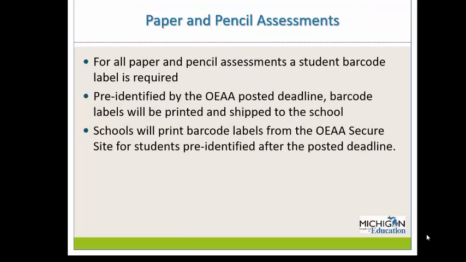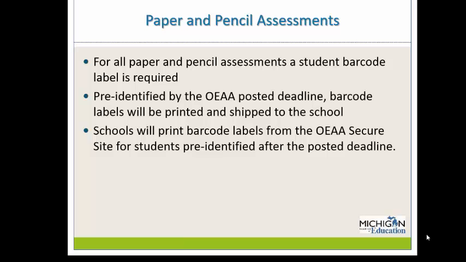For all paper and pencil state assessments, a student barcode label is required to be placed on the student's answer document. For students pre-identified by OEAA's posted deadline, barcode labels will be printed and shipped to the school. Students pre-identified after the posted deadline still require barcode labels to be placed on their answer documents. In this case, schools will need to print barcode labels from the OEAA Secure Site.